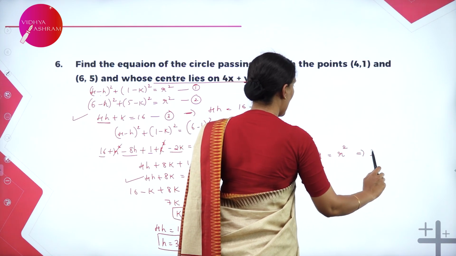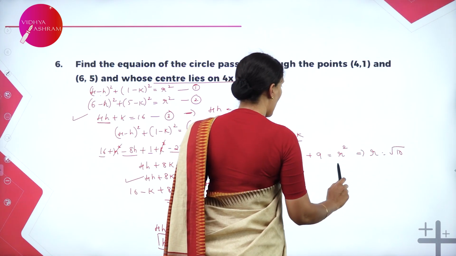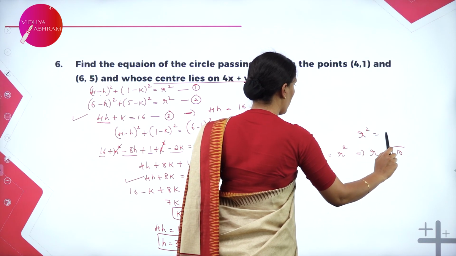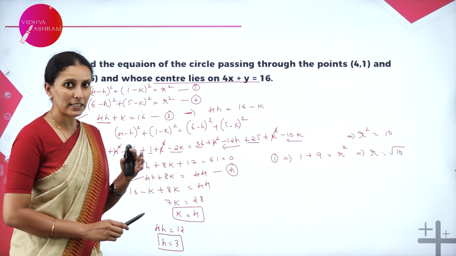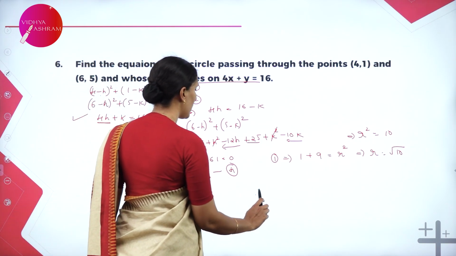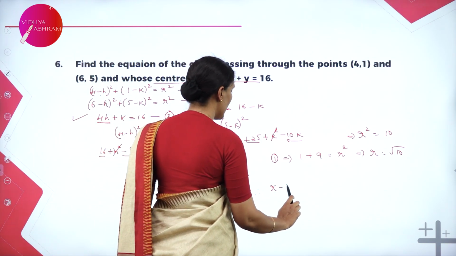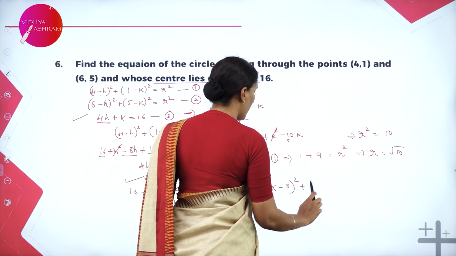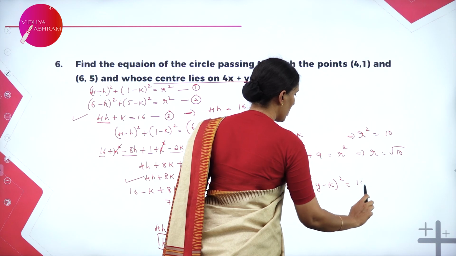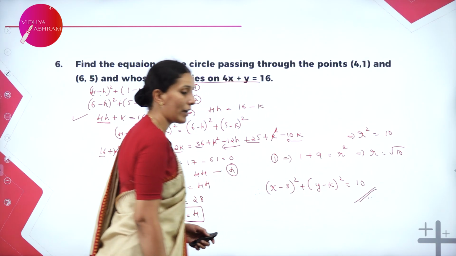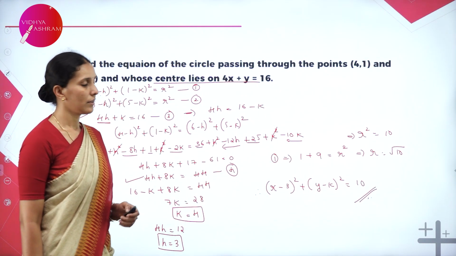So this implies r is equal to root 10, r square is equal to 10. Now since the general equation is in terms of r square, the equation of the circle can be written as (x minus 3) whole square plus (y minus k) whole square is equal to r square, which is 10. So this is the required equation of the circle.